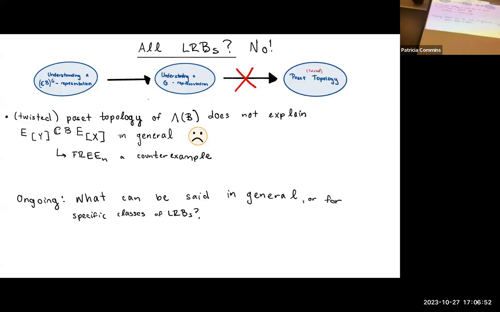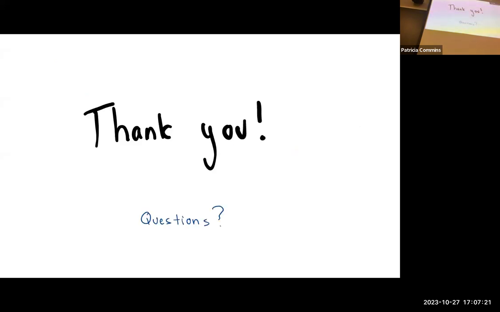You might wonder, does this work for all LRBs? And sadly, it does not work for all LRBs. The free LRB is a counterexample. The poset topology of the support lattice, this Boolean lattice, does not actually give you the information you want there. But I'd like to know more about what can be said in general or for special classes of LRBs. And I think that's all that I had.